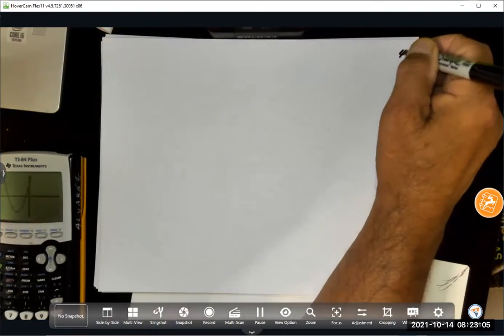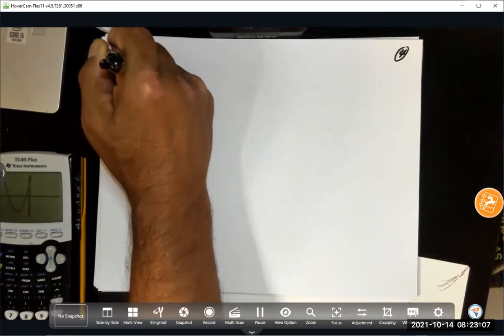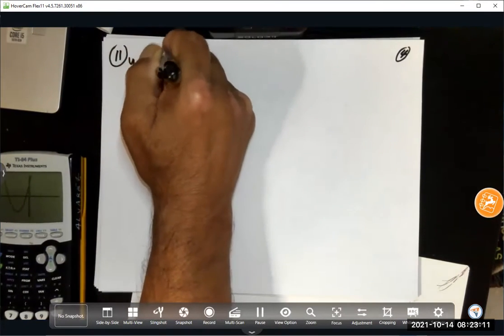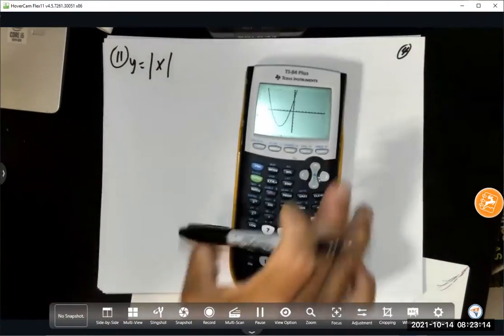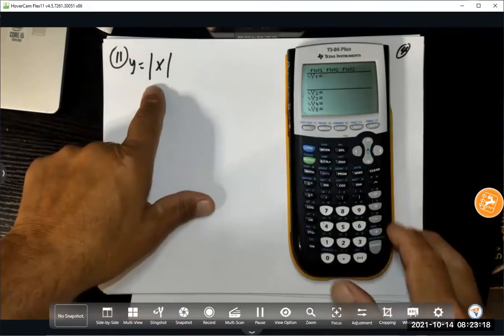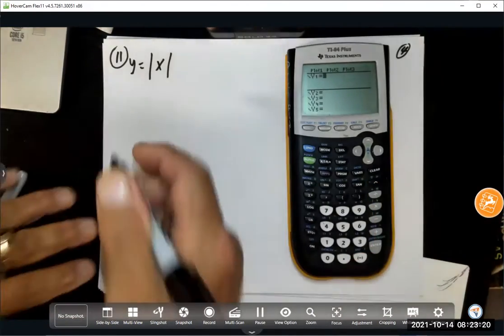So number 4. Remember that one also. Absolute value of x, and I'll show you how to do it in the calculator. Ready? All right, clear. Absolute value, you do this.